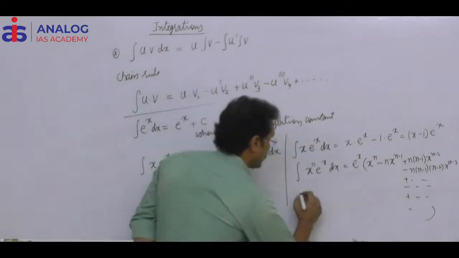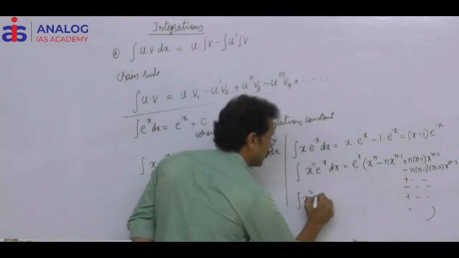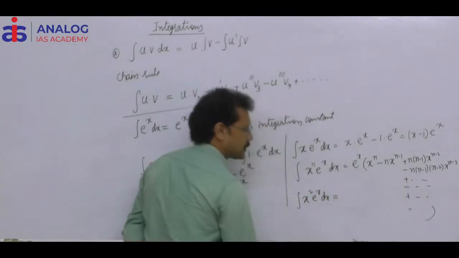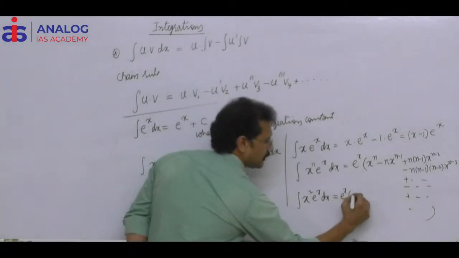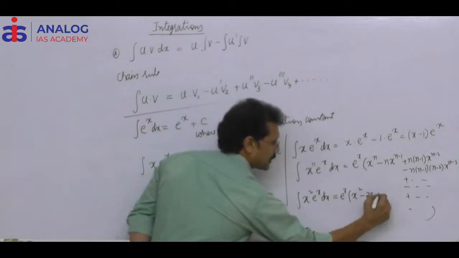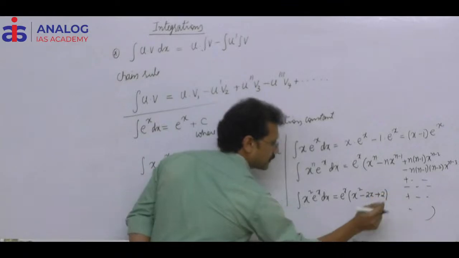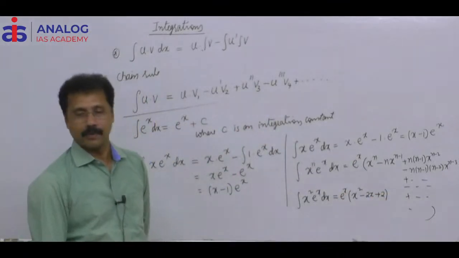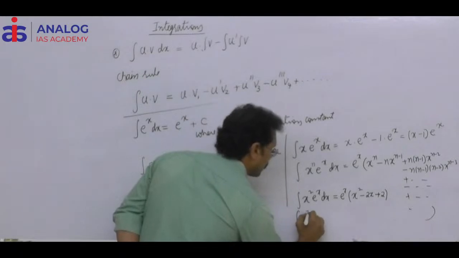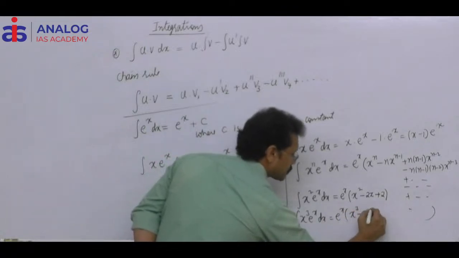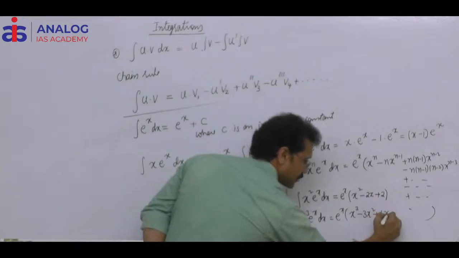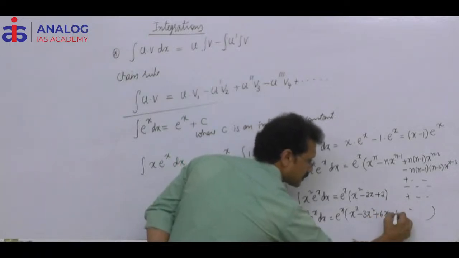So suppose I have x square e power x. Then take e power x common. Bracket x square minus differentiation of x square, 2x, plus differentiation of 2x, 2. That's it. After that it's 0. Suppose x cube e power x dx is equal to e power x into x cube minus differentiation of x cube, 3x square, plus differentiation of 3x square, 6x, minus differentiation of 6x, 6. That's it.